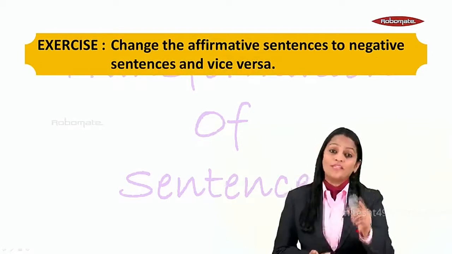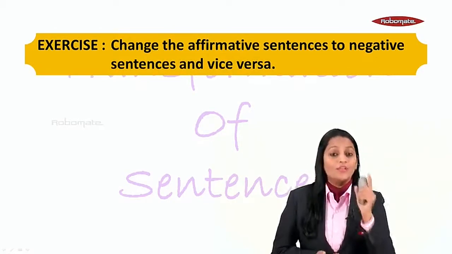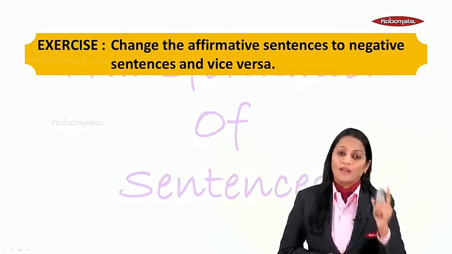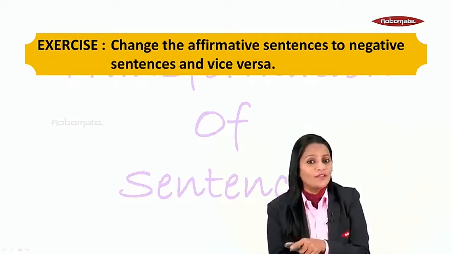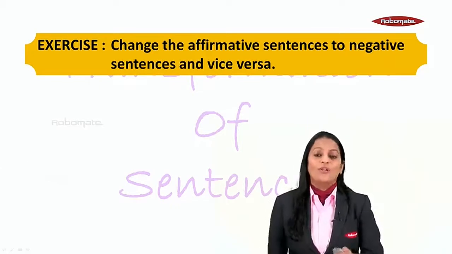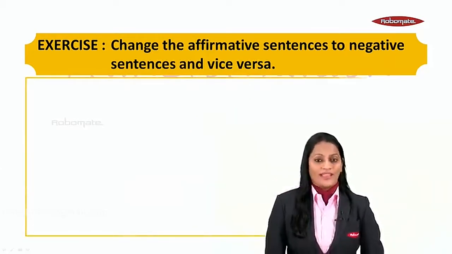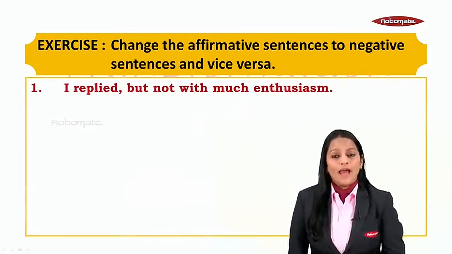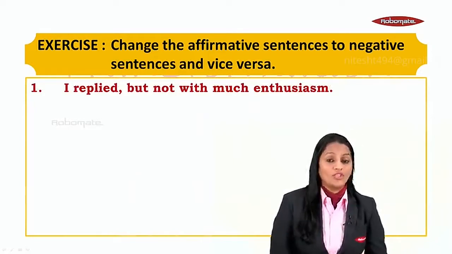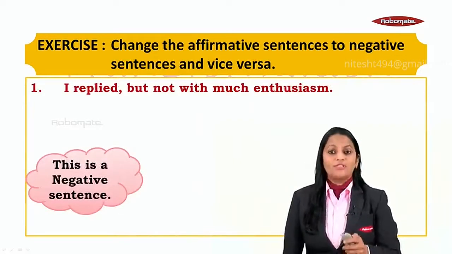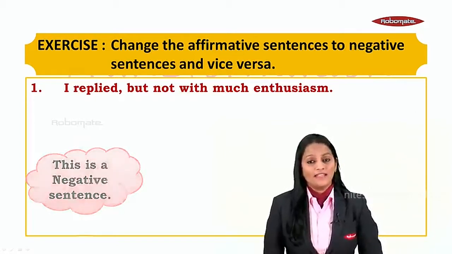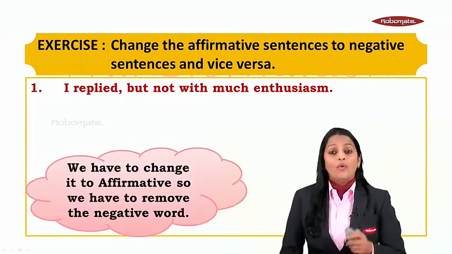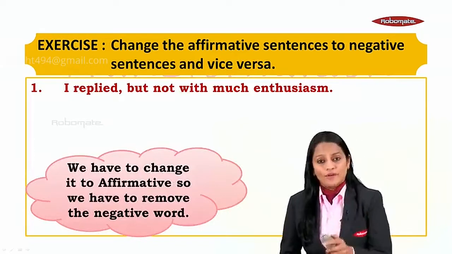Now students, we've seen the methods from affirmative to negative, but I also told you that for negative to affirmative, just use the reverse method. So let's understand this with examples. I replied, but not with much enthusiasm. Students, this is a negative sentence. Why? Because it has a negative word. Now, we have to change it to affirmative.